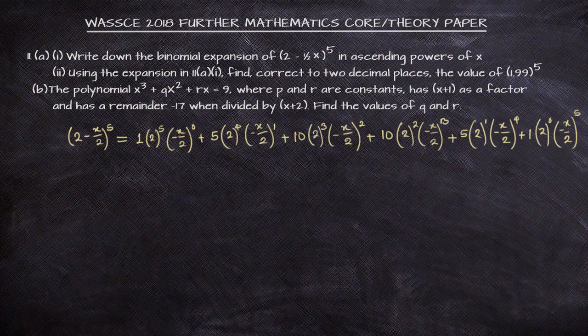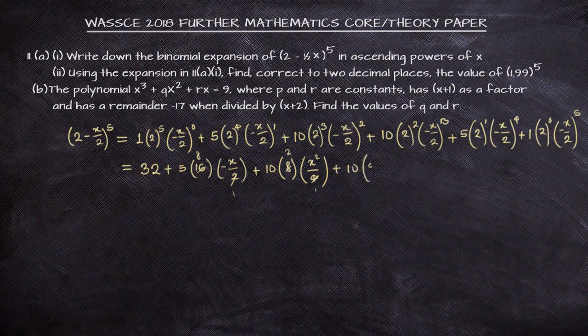If you are to go ahead and work this out, 2 raised to power 5 is 32. Any number raised to power 0 is 1. So we have plus 5. 2 raised to power 4 is 16. Now, when we raise a negative number to an odd power, it will always be negative. So it will be minus x over 2, and 2 can go into 16. The next term, 10 multiplied by 2 raised to power 3, which is 8. Now, when we raise a negative number to an even power, that will be positive. So I have x squared over 2 raised to power 2, which is 4. We can also cut 4 into 8, which gives 2.